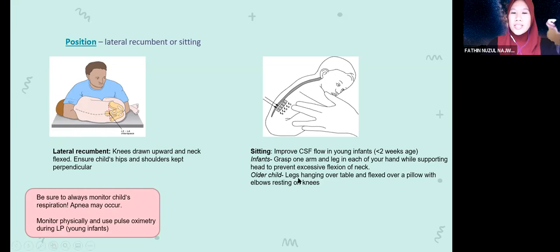knees. Now for the sitting position, it is preferable to be done in older children because they have more self-restraint and can be controlled. However, if we have to do it in an infant, the assistant has to grasp one arm and one leg in each of the hands and then support the head. For older children, they can just sit over the table with their legs hanging over it, and they have to be flexed over a pillow with their elbows resting on knees. Now be sure that during the procedure to always monitor the patient, the child, in case there is compromise in their respiration.